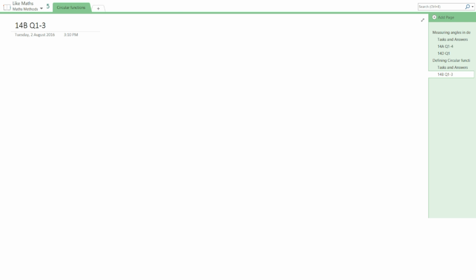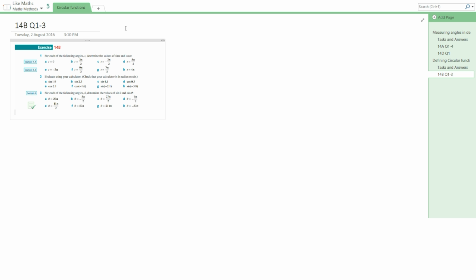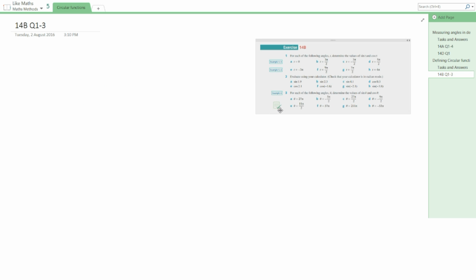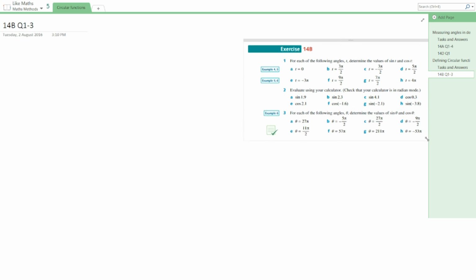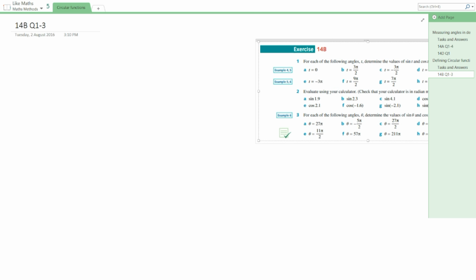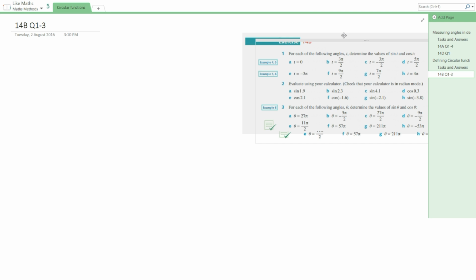Exercise 14B, parts 1 to 3. Let's get that on the screen so you can see it. Right, so this is all about, for particular angles, determining the values of sine t and cos t.